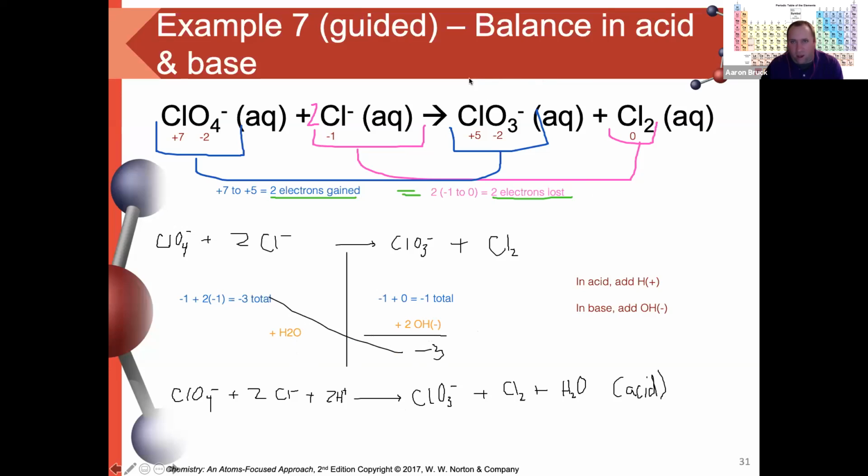And then I rewrite. Perchlorate plus 2 chlorides plus water makes chlorate, chlorine, and 2 hydroxides. Again, this would be the balance if it was in base.